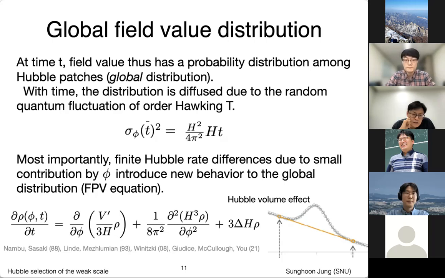Another question is about the V prime. V prime is the partial derivative of V with respect to phi. That's right, the slope of the potential. But you allow the spatial variation of phi. How can I see that effect in this equation? That's only included in delta H. We are not actually taking the continuous derivative in space, but the Hubble patches have slightly different values, somewhat discontinuously. We are ignoring the smooth transition between them. Okay, please go on.